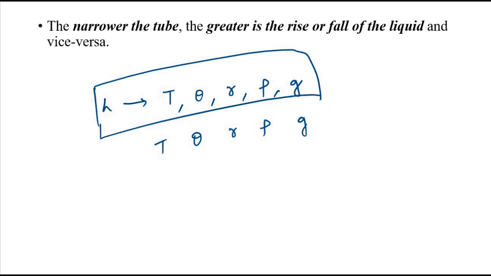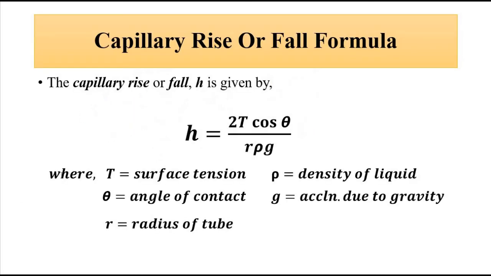So it has been found that the capillary rise or fall is given by this formula. H, whether it is capillary rise or fall depending on the angle of contact, is given by 2T cos theta by r rho g. T is the surface tension, theta is the angle of contact, r is the radius of the capillary tube, rho is the density of the liquid, and g is acceleration due to gravity.